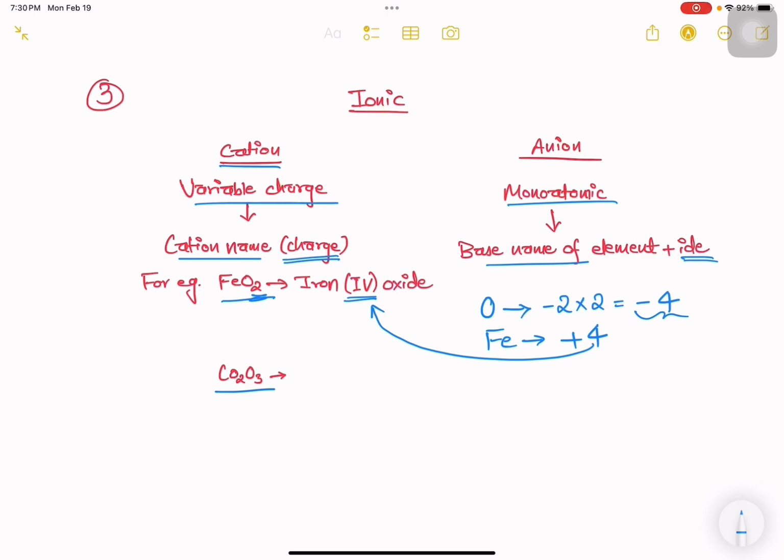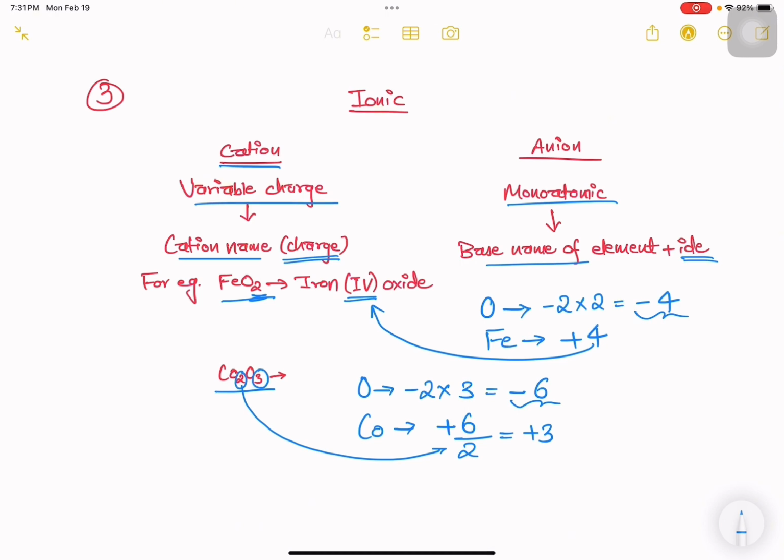Let's find out. Oxygen, -2 charge, and there are 3 oxygens, so -6 is the overall anion charge. Now cobalt, there should be +6 charge to make this compound neutral, but there are already 2 cobalt, okay, so we will divide this charge by 2 and it will give me +3.